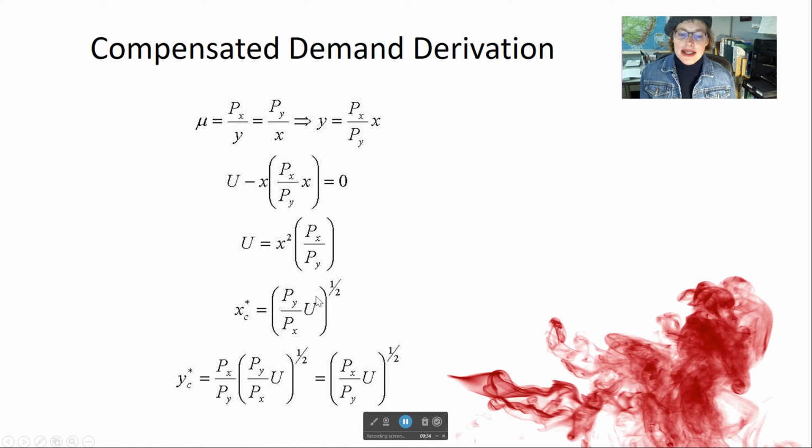Then I can use this expression here, which X is defined as, the optimal compensated demand, and put it back up here where I had my Y in terms of the price ratio in X. I'm putting this Py over Px times U to the 1/2 into that equation here to solve for the ultimate Y compensated demand. Be sure to go through these steps a few times and make sure you understand the order of them. You'll be doing some of this with your homework problem as well.